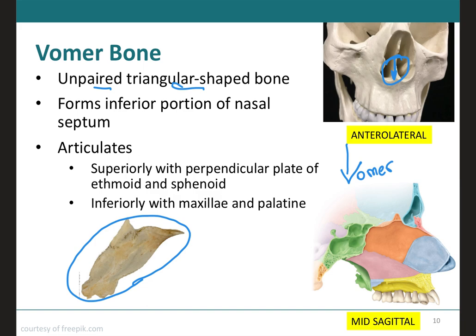As we can see, the vomer will articulate with the ethmoid to form the nasal septum. It will also articulate posteriorly with the sphenoid, and inferiorly it will articulate with the hard palate, which is the palatine bone and the maxilla.